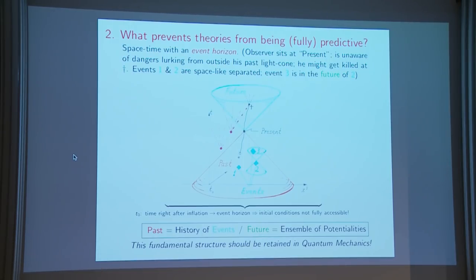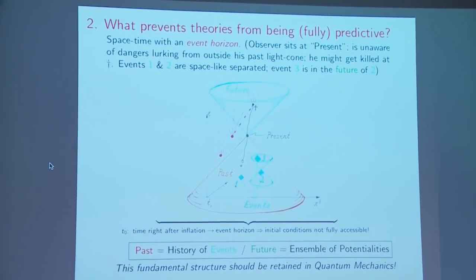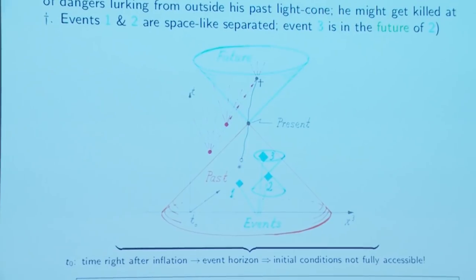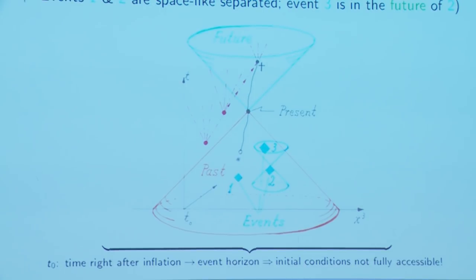So the past, for a creature like myself, is a history of events. These are these blue little things that you see here. And the future is an ensemble of potentialities of which I cannot exactly predict what they will be. Now, I believe this fundamental difference between past and future is an essential element that should be retained in a reasonable formulation of quantum theory. You have a question or comment?